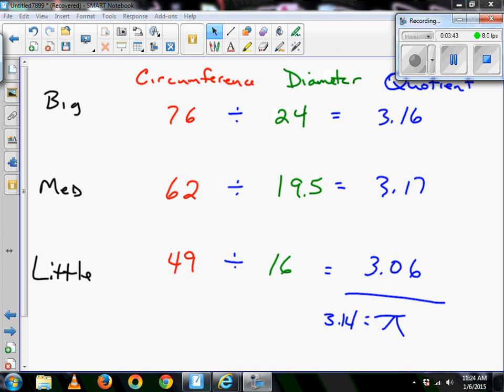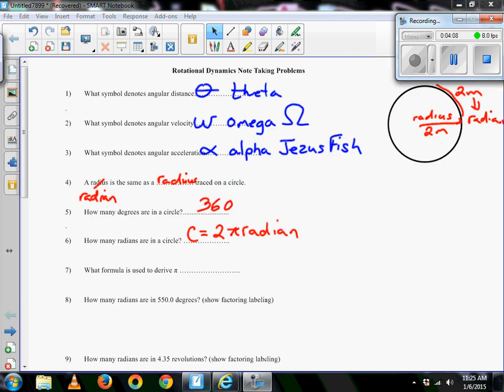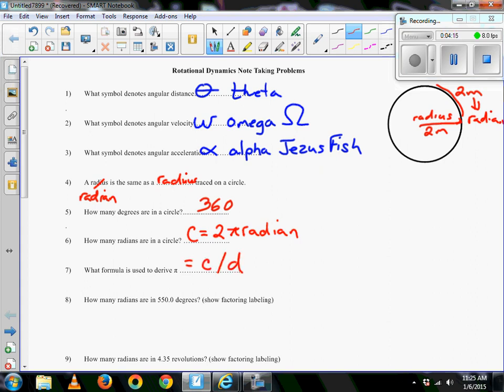So everybody, what I wanted to show you here on the big circle, the medium circle, the little circle, whenever you take the circumference of that circle, we measured that, we divide it by the diameter, you always get a number that's very close to pi. If it was a perfect circle, if I was able to cut those perfectly with my saw, I would get 3.14 every time. So what's the formula for pi? Circumference divided by diameter. So on number 7, the formula for pi is circumference divided by diameter. That's C divided by D.